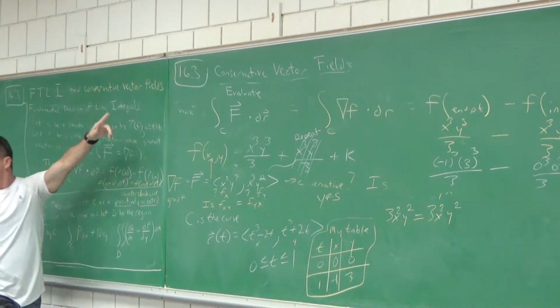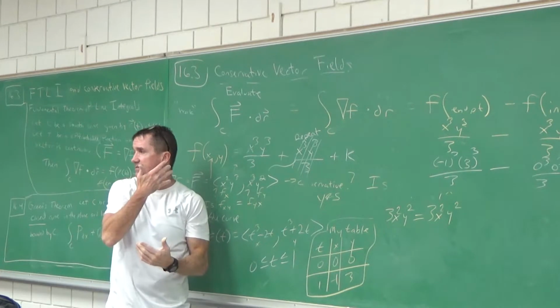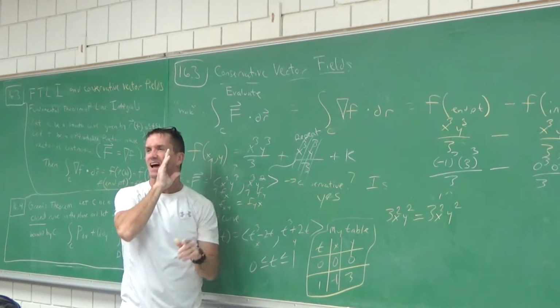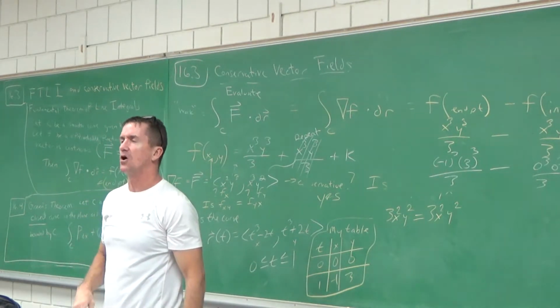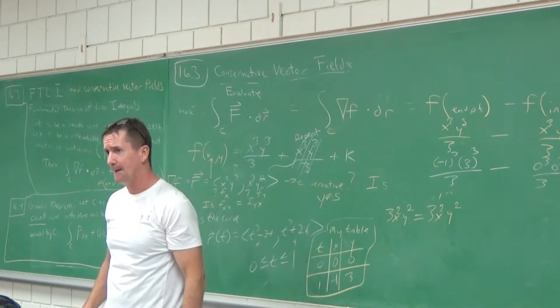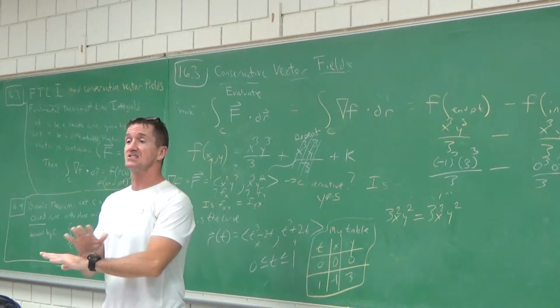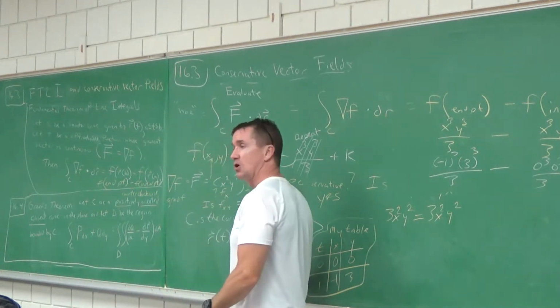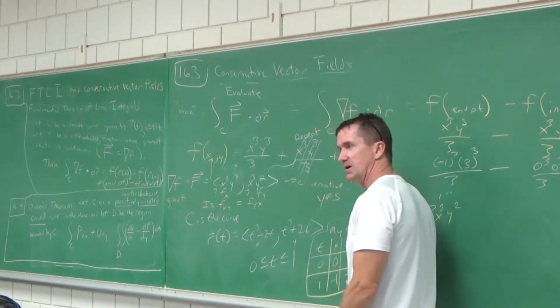Line integrals of conservative vector fields. This was a conservative vector field, right? Line integrals of conservative vector fields are independent of path. This means it doesn't matter what path you take to go from one point to another point. See the 2 points? What's one of the points?